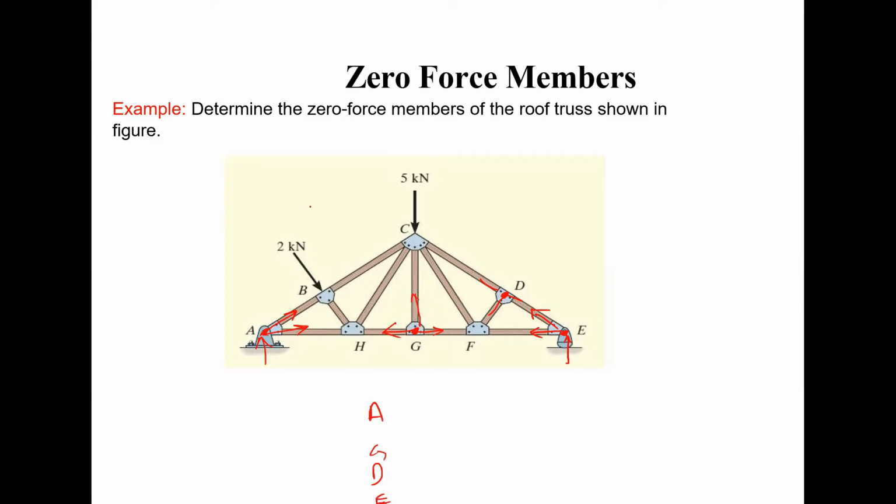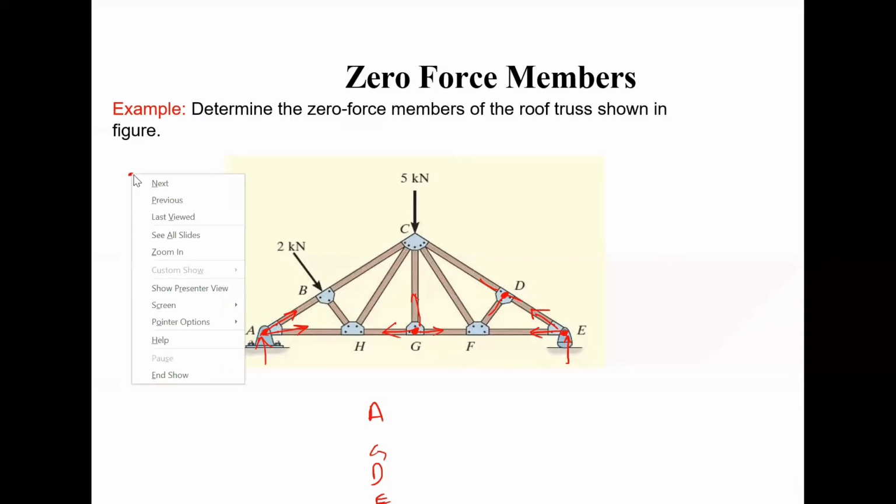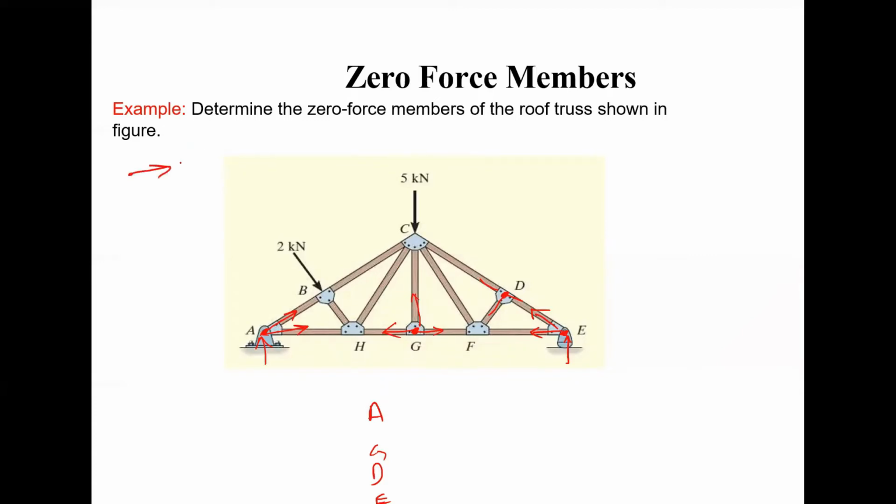So we have learned three shortcut rules. The first one is that if a joint is carrying only one force, then that force will be equal to 0. If it is carrying two forces, then both forces will be 0 if they are not acting along a straight line. And the third rule is that if two forces are acting on a straight line and the third force at a joint is acting like this, then that force will be equal to 0.